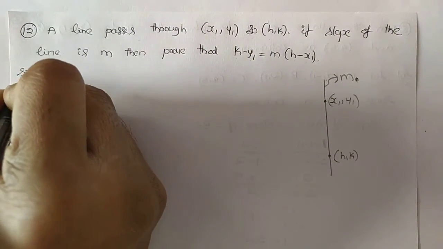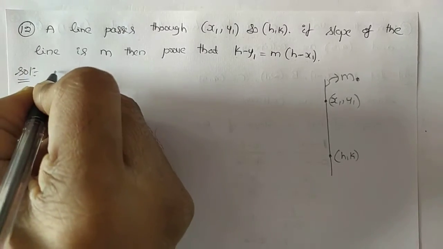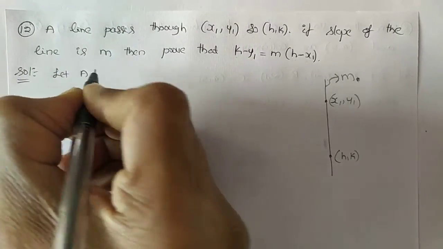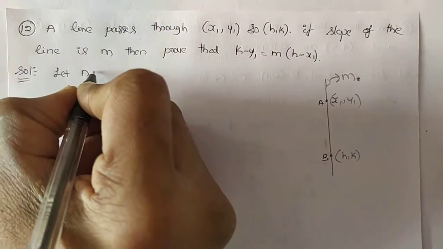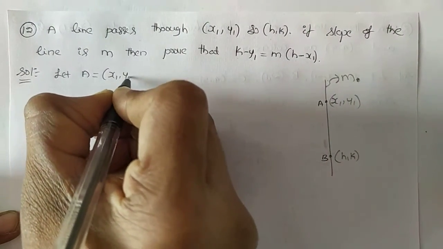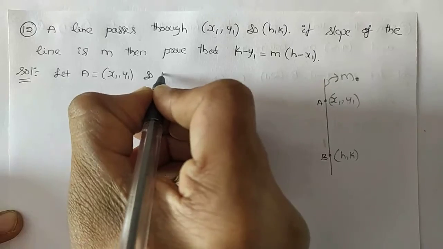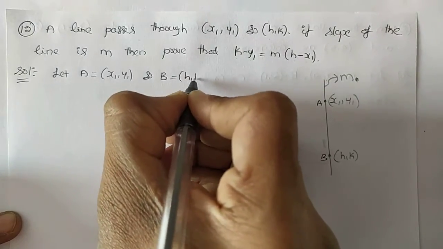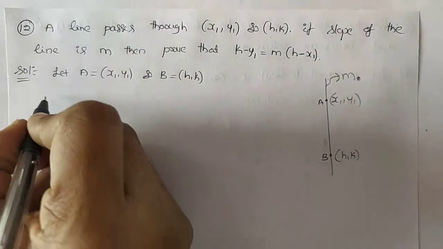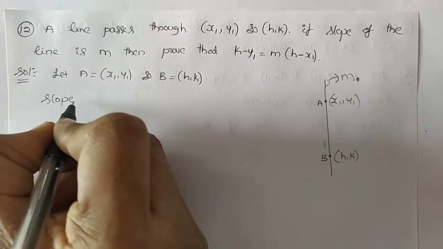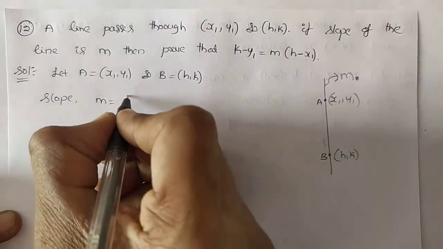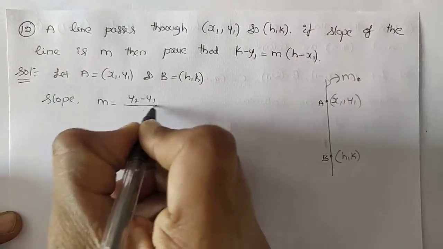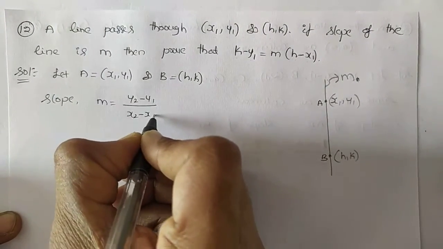Solution. Write down the given things. Let this point be A and this point be B. Let A be (x1, y1) and B be (h, k). Find out the slope. Slope m equals y2 minus y1 by x2 minus x1.